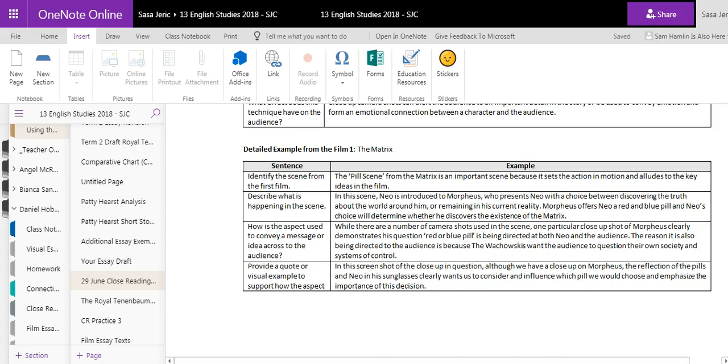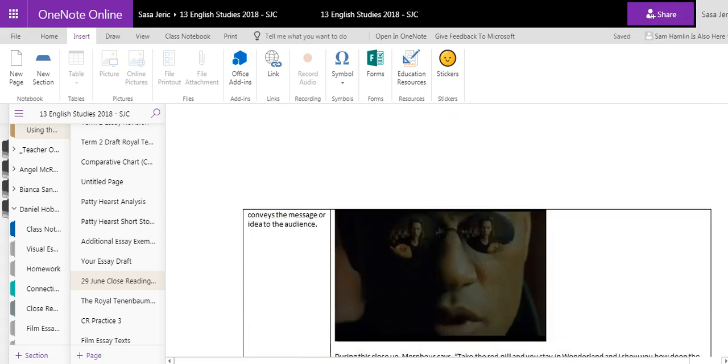Well, I'll say while there are a number of camera shots, one particular close-up of Morpheus clearly demonstrates the question that's being asked of us and Neo. Which one do we want to choose? And the reason it's being directed at us is they want us to consider what choice we would make. So once you've gone ahead and explained it, you need to support it with some kind of evidence. Now, the beauty of visual film techniques is you can take a screenshot. So I can say in the screenshot of the close-up in question, although it's close up on Morpheus, it's the reflection in his sunglasses that helps get that idea across, that we and Neo have to make a choice.